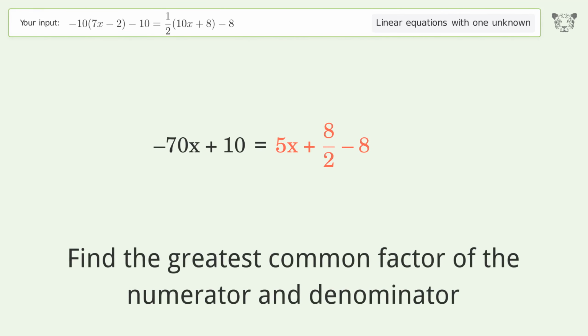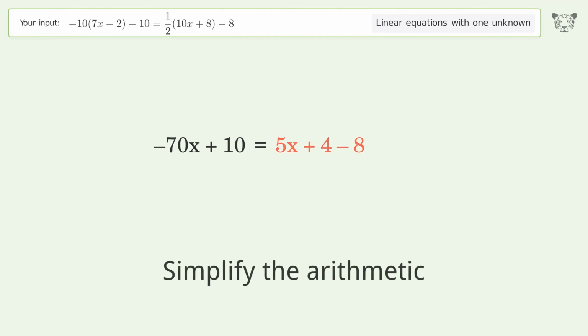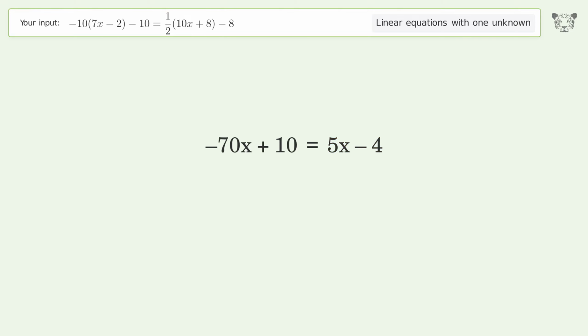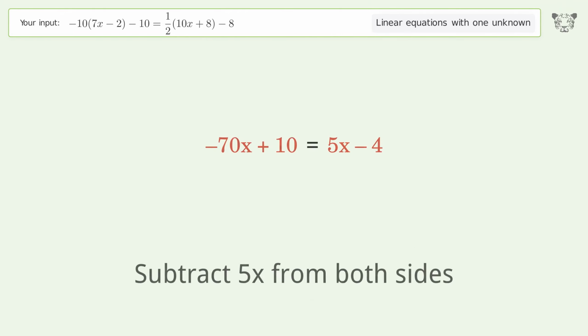Find the greatest common factor of the numerator and denominator. Factor out and cancel the greatest common factor. Simplify the arithmetic. Group all x terms on the left side of the equation. Subtract 5x from both sides.